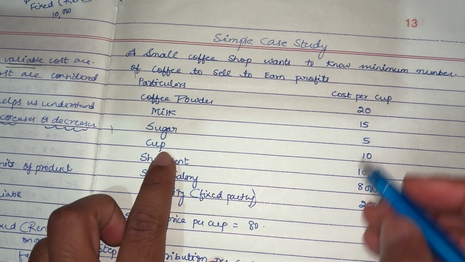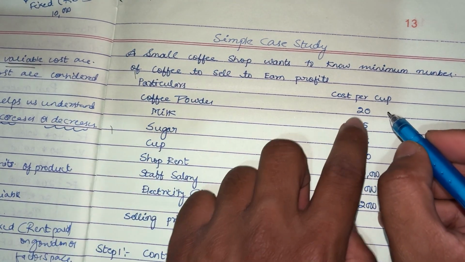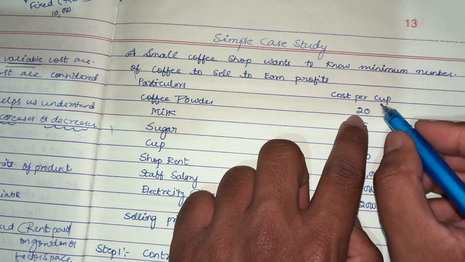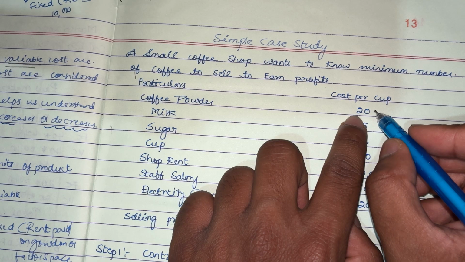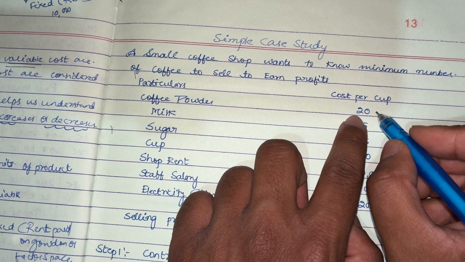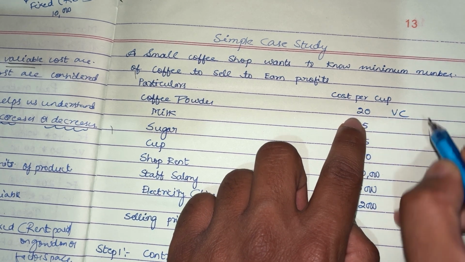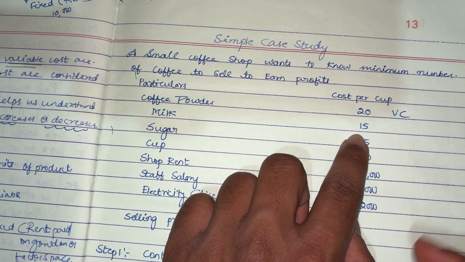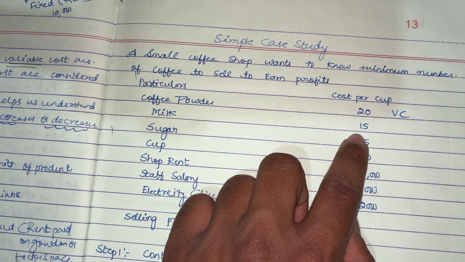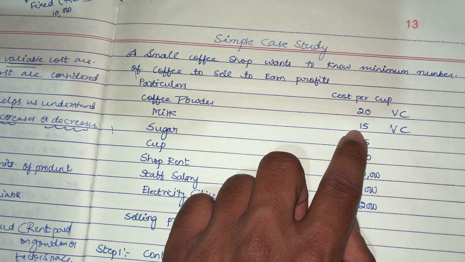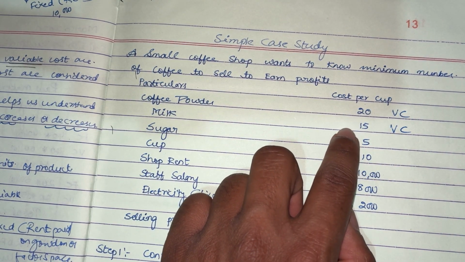Say, for example, coffee powder is 20 rupees per cup. If you sell one cup, you need 20 rupees. If you sell 2 cups, you need 40 rupees. If you sell 3 cups, you need 60 rupees. So this is a variable cost. Then milk: if you are selling 1 cup, you need milk of at least 15 rupees. For 2 cups the cost goes to 30 rupees, and for 3 cups to 45 rupees. So based on the number of cups you sell, even the cost of milk fluctuates.